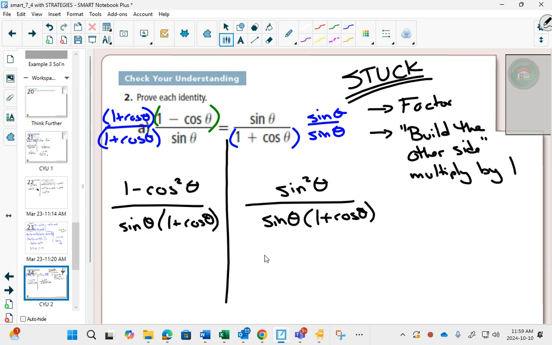Now, I haven't proven anything yet, but at least my denominators are the same. So now I only have to worry about my numerators. If only there was a way that I could change something in my numerators now to make them the same, and now they're squared. So now we can use our squared formulas. And can you see that you can get 1 minus cos squared with one mental math manipulation? So you are allowed to just change that to sine squared right away. We're done.